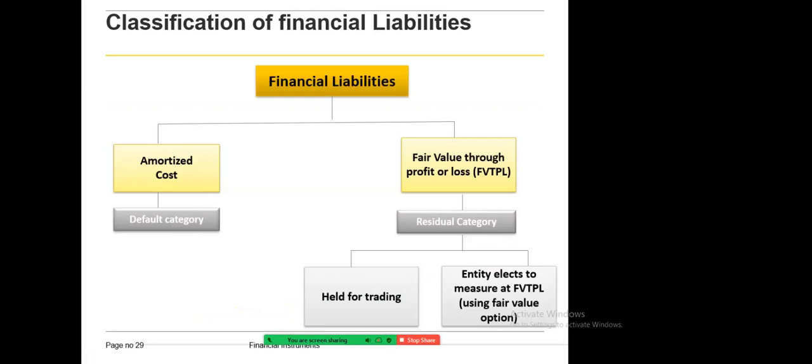Classification of financial liability. Here we only have 2 categories. We do not have the FVOCI category. So we have the default category of amortized cost and we have FVTPL. Amortized cost is going to be the default category and FVTPL is going to be the residual category.